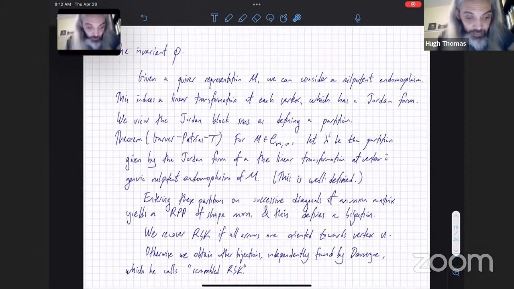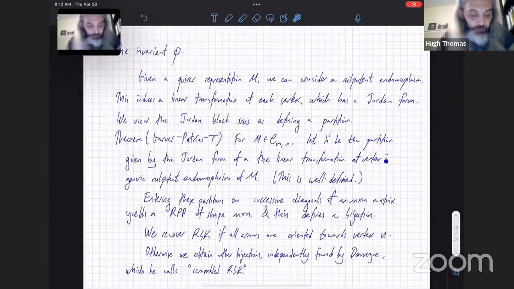Each of those is going to be nilpotent. So the whole thing is supposed to be nilpotent, meaning the linear transformation at each vertex is nilpotent. So it has a Jordan form, where all the eigenvalues are 0. We can think about the Jordan block sizes as giving us a partition. So the theorem then is that given a representation, at each vertex, we take lambda i to be the partition given by the Jordan form at that vertex.